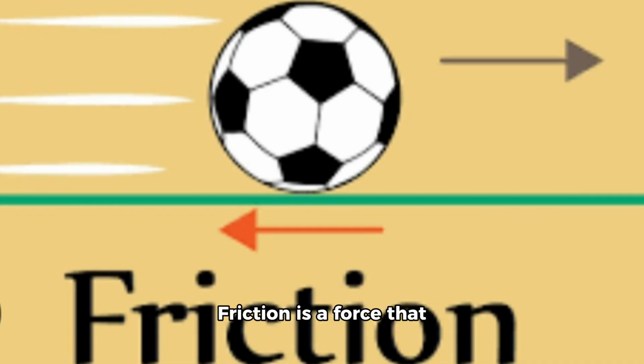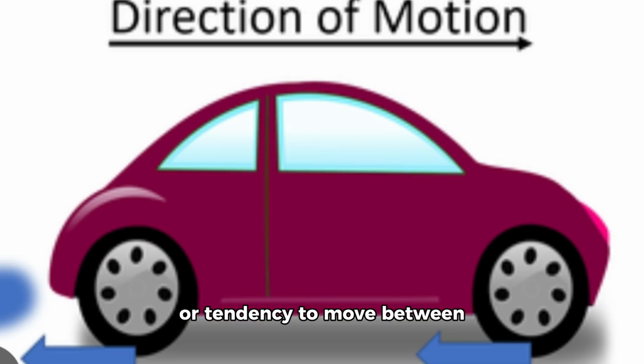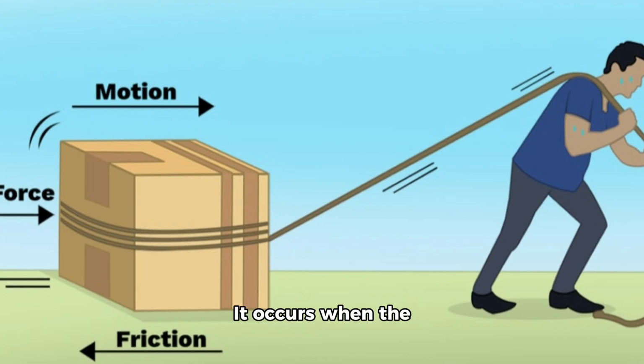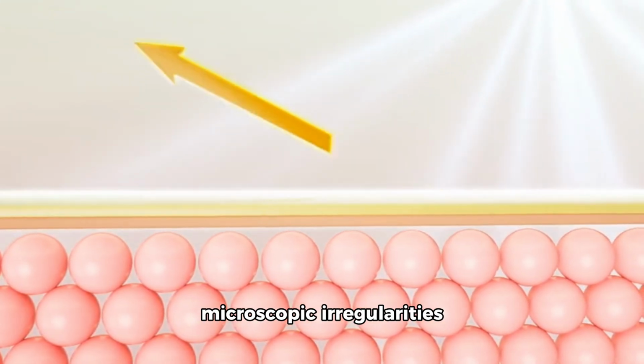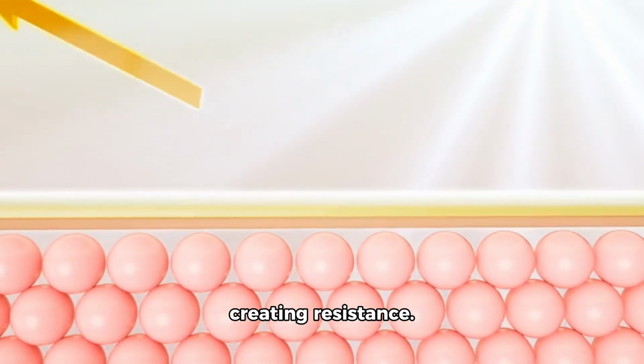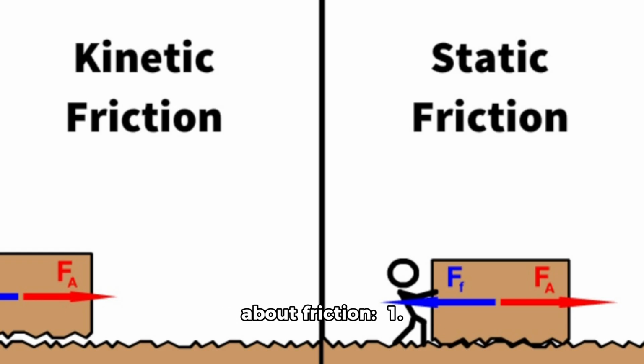Friction is a force that resists the relative motion or tendency to move between two surfaces in contact. It occurs when the microscopic irregularities on the surfaces of two objects come into contact, creating resistance. Here are some key points about friction.